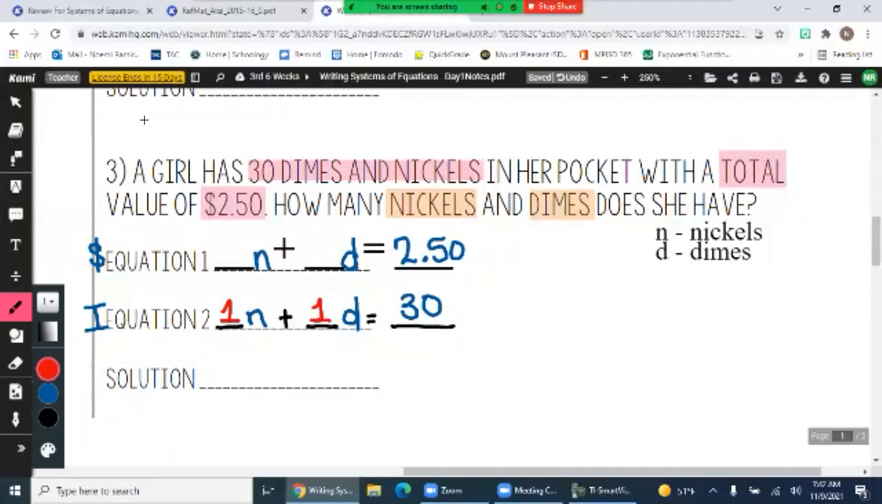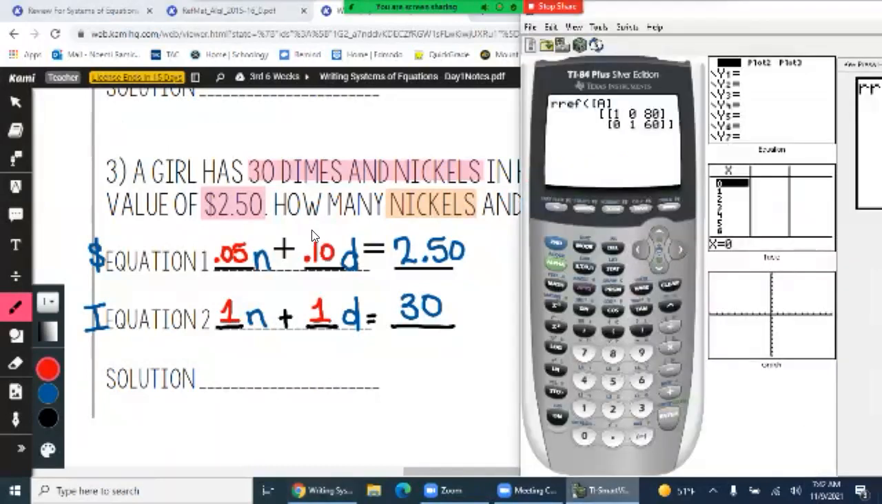Now I don't have an amount that I can put here for the nickels and dimes, but thankfully nickels and dimes have a cost, right? Hopefully you guys already know. I know that pocket change is rarely used these days, but a nickel is worth 5 cents. So 5 cents written out is not 0.5. 0.5 represents 50 cents, so it's 0.05. And a dime is 10 cents. It's worth more, so 0.10.